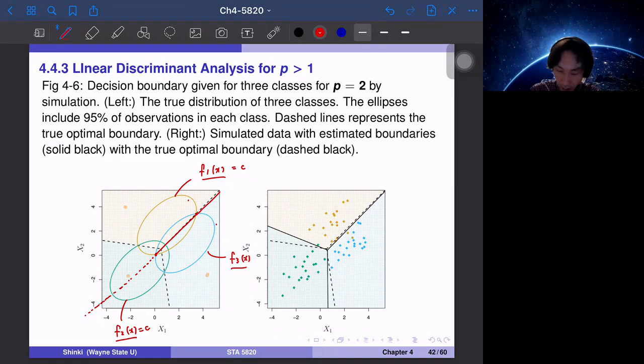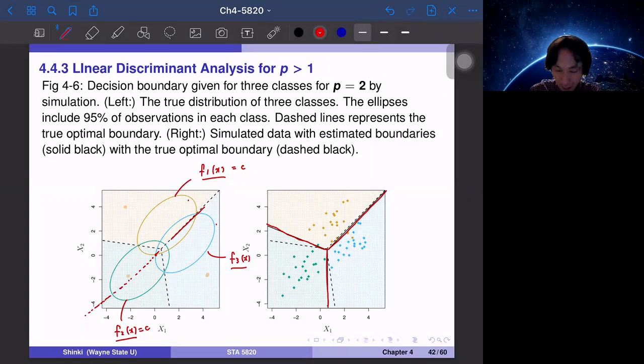Sorry, maybe a little different. The true boundary is the dashed line. In that way we can get the solid line. I thought the dashed line is the true boundary, which is the foundation of this simulation. So from the data we get this solid line, and the truth is the dashed line. So these two are pretty similar.